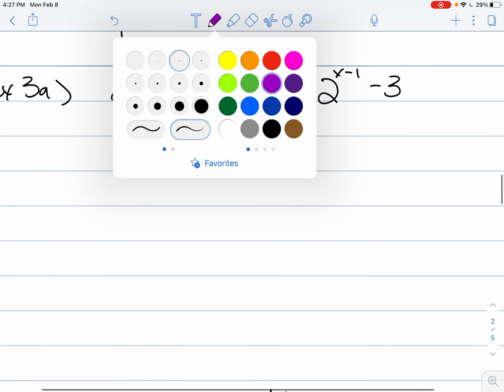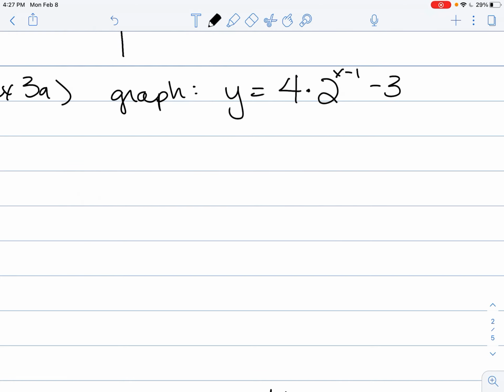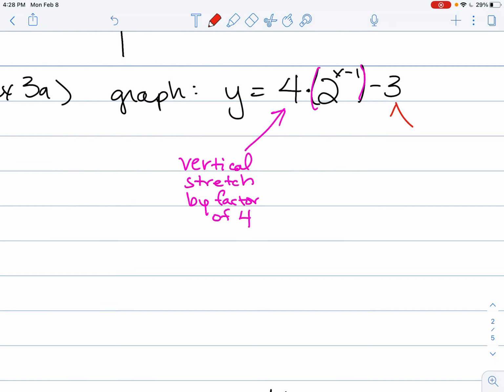So this last graph that we're going to do, we see here, this is our parentheses, right? So I can say that I know this is a vertical stretch because it's in front. It's bigger than 1, so we know it's a stretch by a factor of 4. So it's 4 times taller. I know this back here is a vertical translation because of our note that we took before, which means a slide, and we're going down 3.